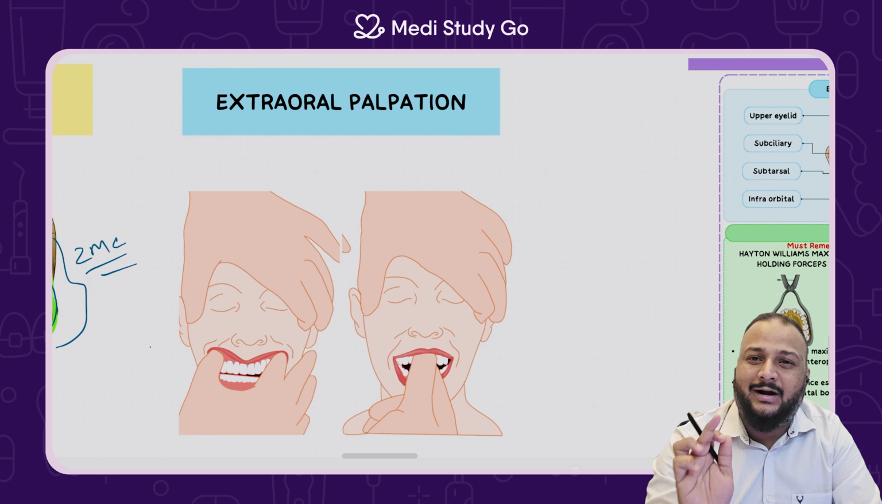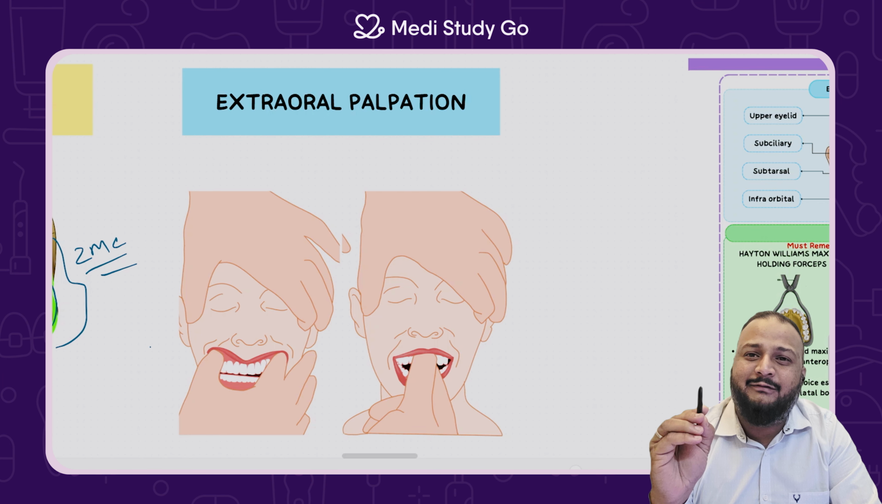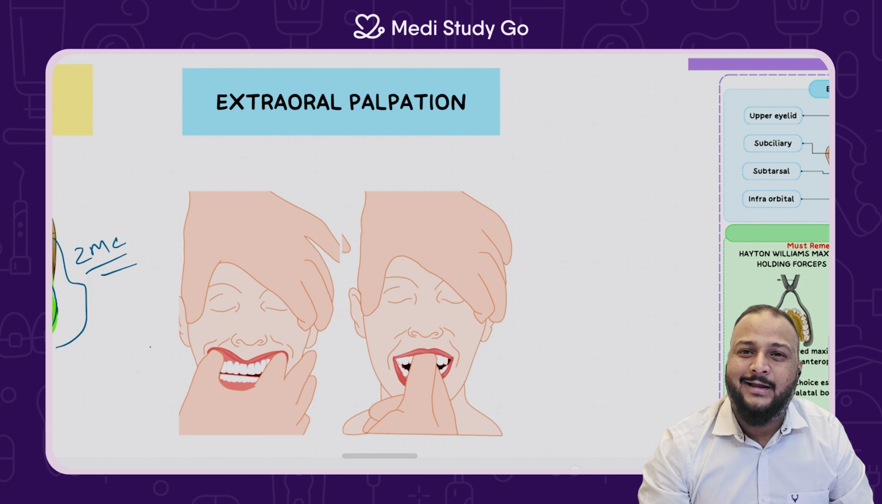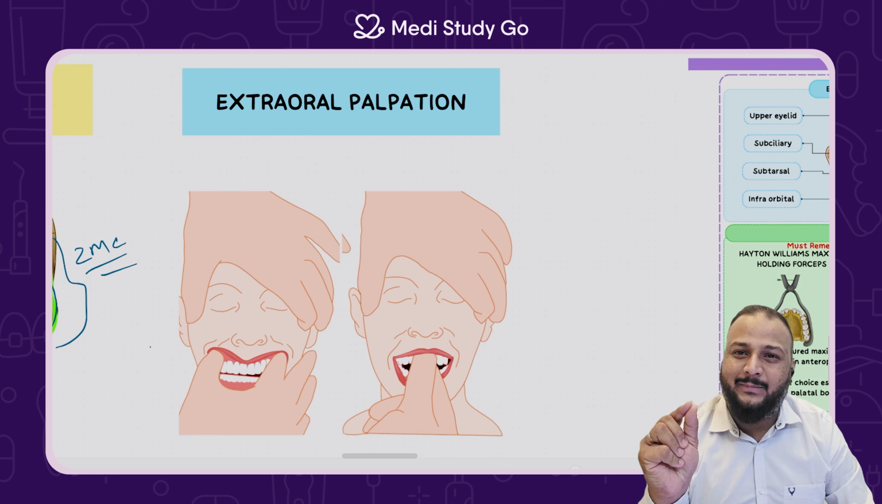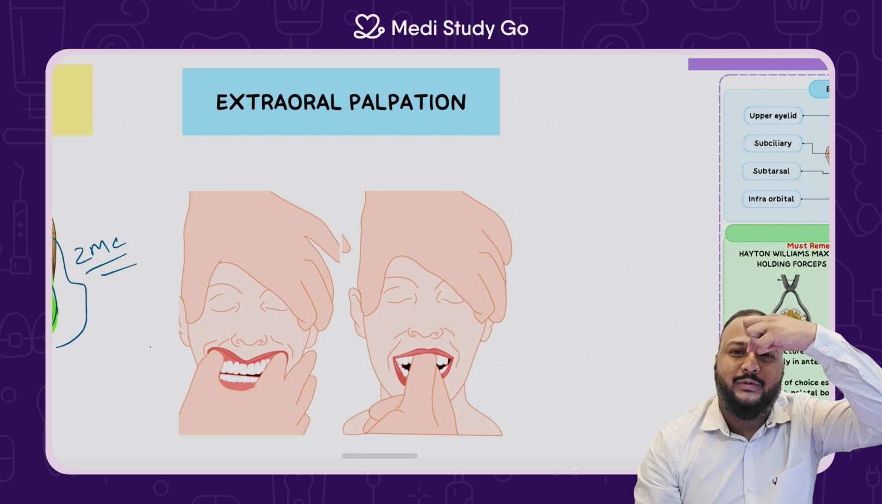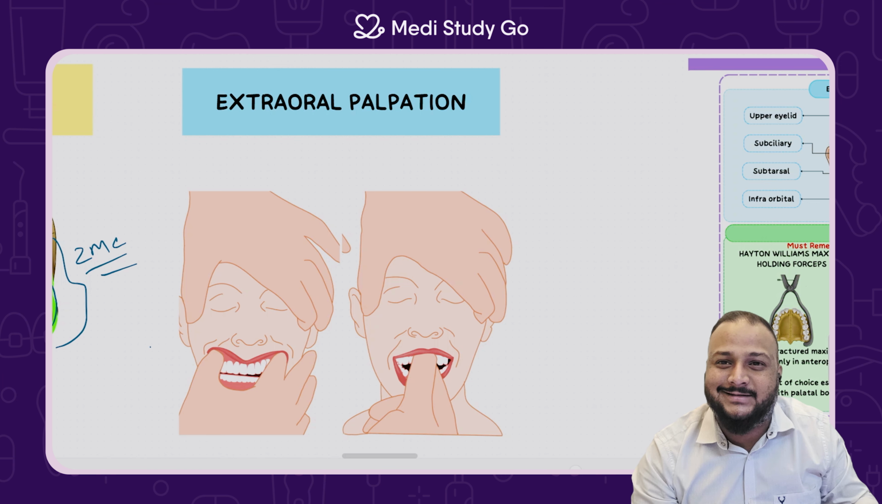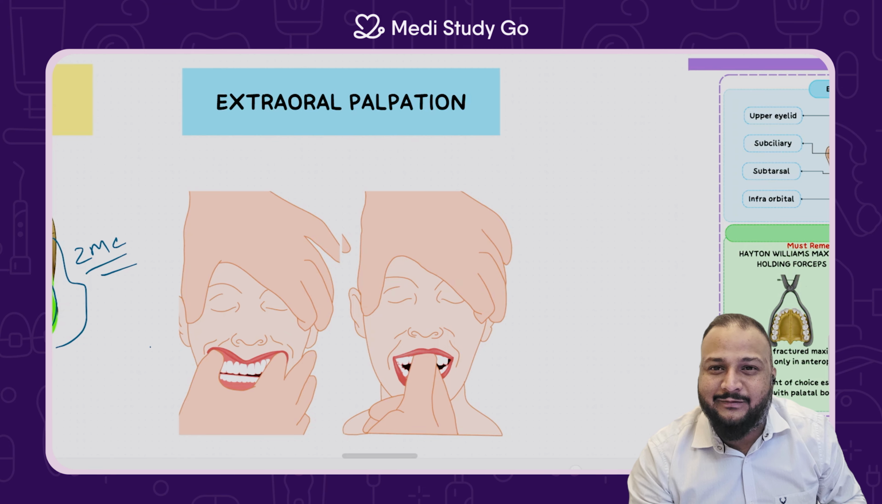See, try to understand that there are various lines which are passing through your maxillofacial skeleton. All right. So if you want to palpate a Lefort 1 fracture, you need to hold the patient's nose and you need to mobilize the maxilla just like this. If the maxilla moves, it's a Lefort 1 fracture.